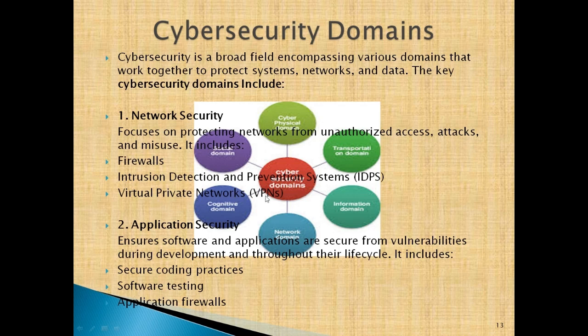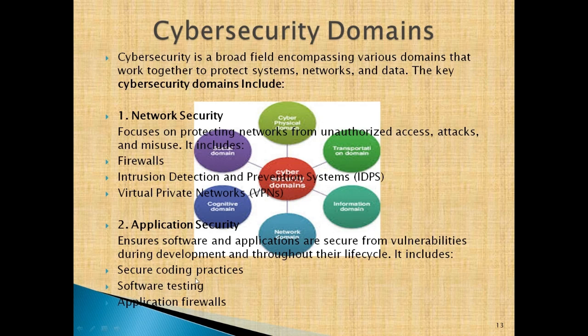2, another area is application security. It ensures software and applications are secured from vulnerabilities during development and throughout their life cycle. What does that mean? Every application you use should be secure. Unauthorized people who are not supposed to have access to that software should not be able to break in and cause disruptions. And so how do you achieve application security? By secure coding practices, testing the software before it is launched, and application firewalls.